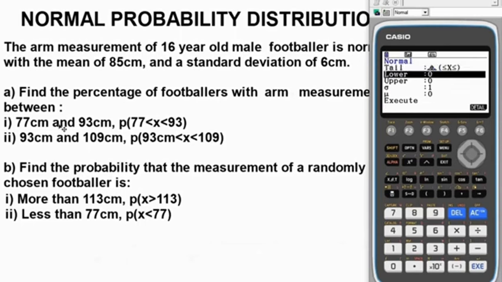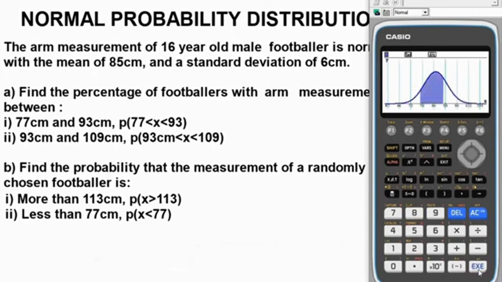So our lower value here for part I of this equation is 77. Press execute. Our upper value is 93. Very simple, guys. Press execute. Then we have this symbol that stands for standard deviation. So our standard deviation here is 6 cm. Press 6. Then our mean, this symbol stands for mean, is 85. Press execute. Press execute again, and it will display the answer.